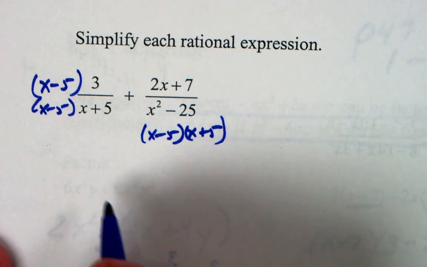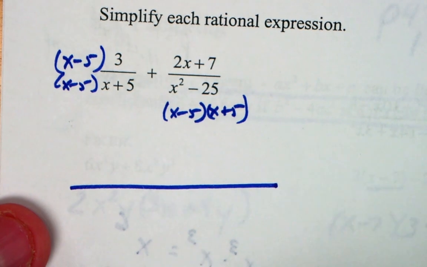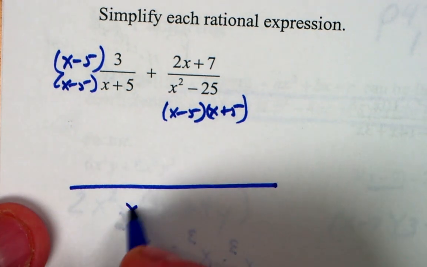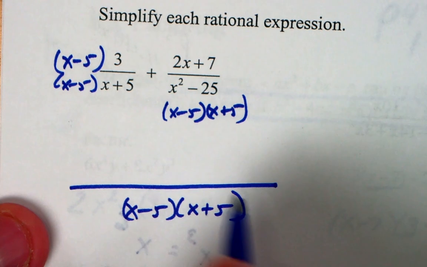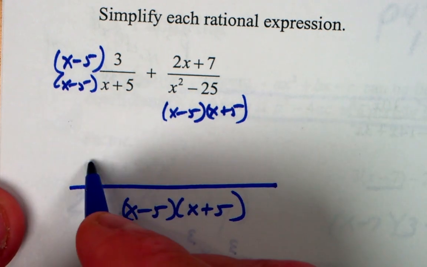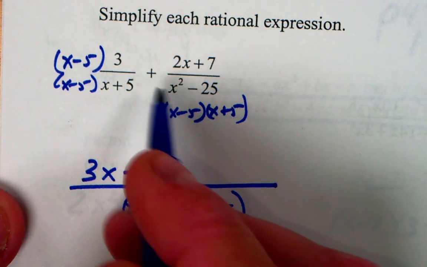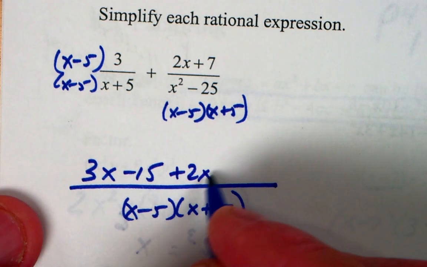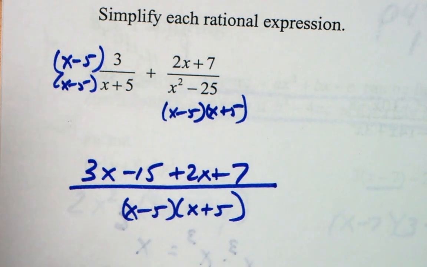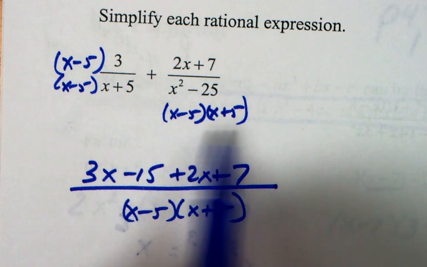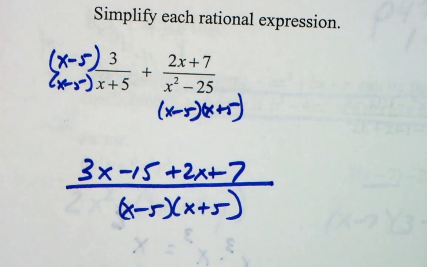Okay? So I'm just going to go ahead and write this down here. Try and stay somewhat organized. So I've got 3x minus 15 plus 2x plus 7. Again, I factored this so I could see what this was made up of. I decided this one was missing an x minus 5, so I got to multiply top and bottom by x minus 5.